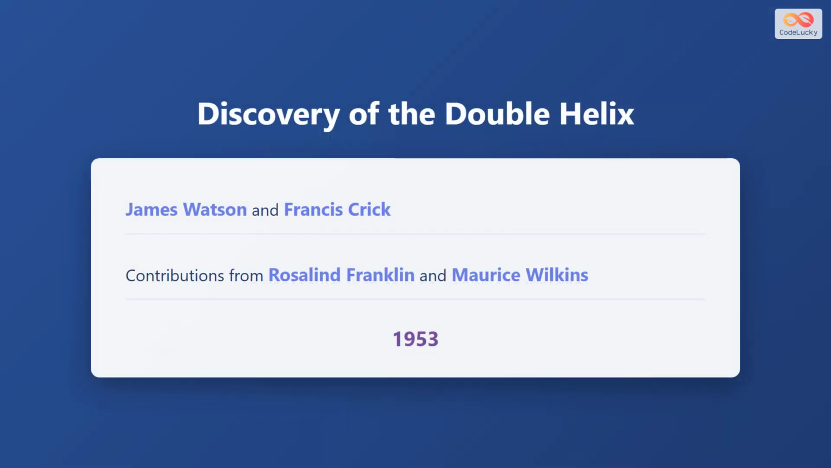The structure of DNA was discovered in 1953 by two scientists, James Watson and Francis Crick. However, their discovery was built on crucial experimental work done by Rosalind Franklin and Maurice Wilkins. Franklin's X-ray crystallography images, particularly Photo 51, provided key evidence that DNA had a helical structure. This groundbreaking discovery earned Watson, Crick, and Wilkins the Nobel Prize in 1962.